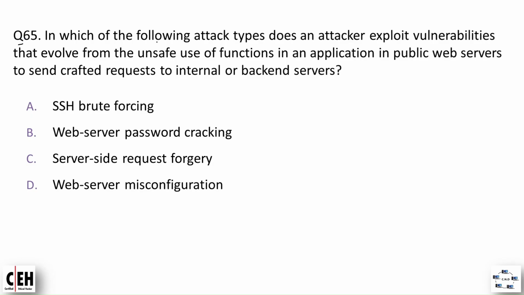Question number 65. In which of the following attack types does an attacker exploit vulnerabilities that evolve from the unsafe use of functions in an application in a public web server to send crafted requests to internal or backend servers? Option A, SSH brute forcing. Option B, web server password cracking. Option C, server-side request forgery. And option D, web server misconfiguration. And the correct option is option C, server-side request forgery.